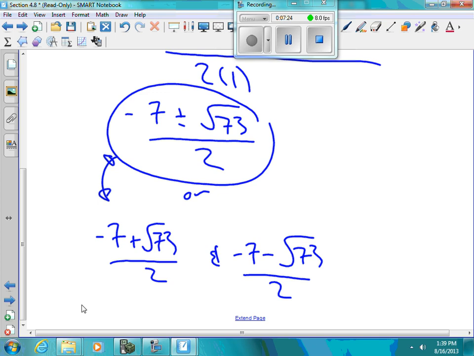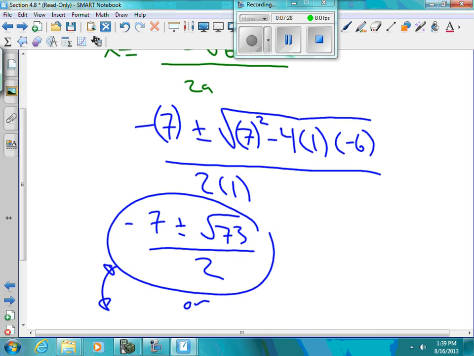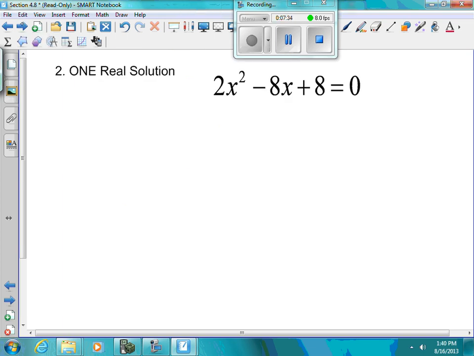Okay, so not so bad, huh? We noticed we had two solutions. The part underneath the square root was positive. Keep track of that as we go through here. We're going to skip this one. Let's go down to one real solution. We're going to do the same thing.